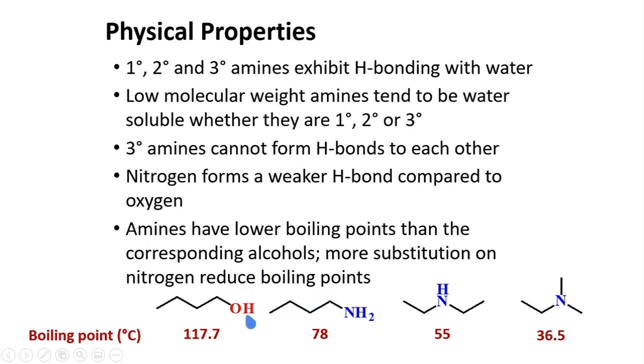Considering this compound with 4 carbons, and this compound also with 4 carbons, the alcohol has a higher boiling point than the amine. As the number of substitutions on the amine increases, the boiling point decreases. This is because of the decreasing tendency for hydrogen bonding.